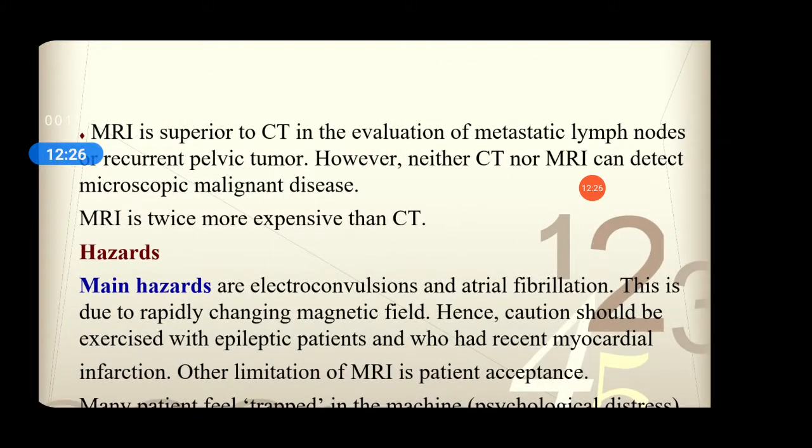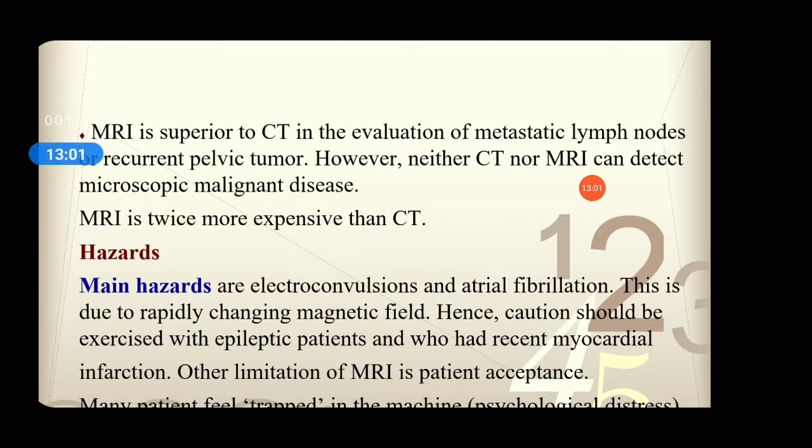MRI is superior to CT scan in the evaluation of metastatic lymph nodes. We have studied that CT scan is good for diagnosing lymph node metastasis, but the size should be a minimum of 2 centimeters or more. But here MRI is still considered superior to the CT scan in the evaluation of metastatic lymph nodes or recurrent pelvic tumors. However, neither CT nor MRI can detect microscopic malignant disease. That is a disadvantage of both CT and MRI.